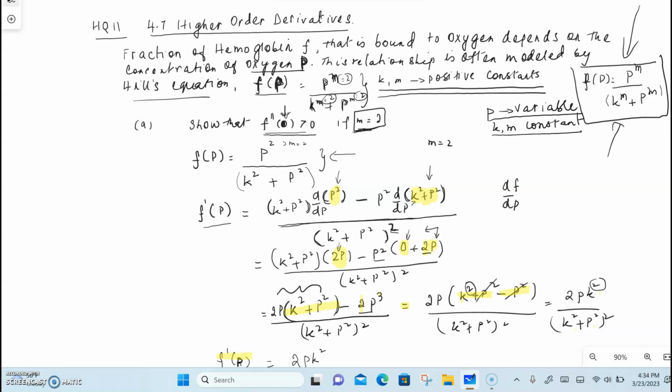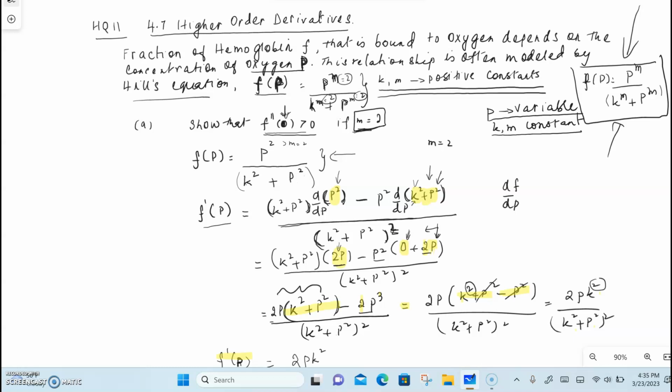Now we find the first derivative, and that is by using the quotient rule. We square the denominator times d by dp, because we are differentiating with respect to the variable p, of p squared, minus p squared times d by dp of k squared plus p squared, divided by k squared plus p squared the whole squared. D by dp of p squared is 2p. We are differentiating p squared with respect to the variable p. D by dp of k squared is 0. D by dp of p squared is 2p. Divided by k squared plus p squared the whole squared.